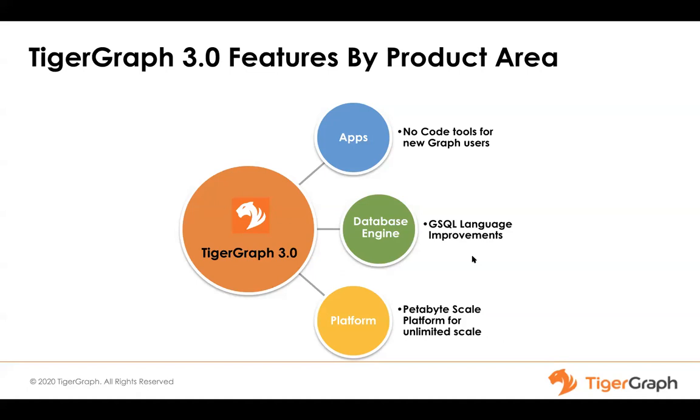At the database engine level, we have added some cool features for GSQL language improvements, as well as some engine improvements to enhance our performance and ease of use. And on the apps level, there are two areas where we have built a lot of features. One is brand new no-code tools to help bring the data in and analyze it, and our existing Graph Studio application itself has gone through a number of key enhancements to bring parity to the database feature levels. So as you can see, we have made enhancements all through the stack, from the ground up.